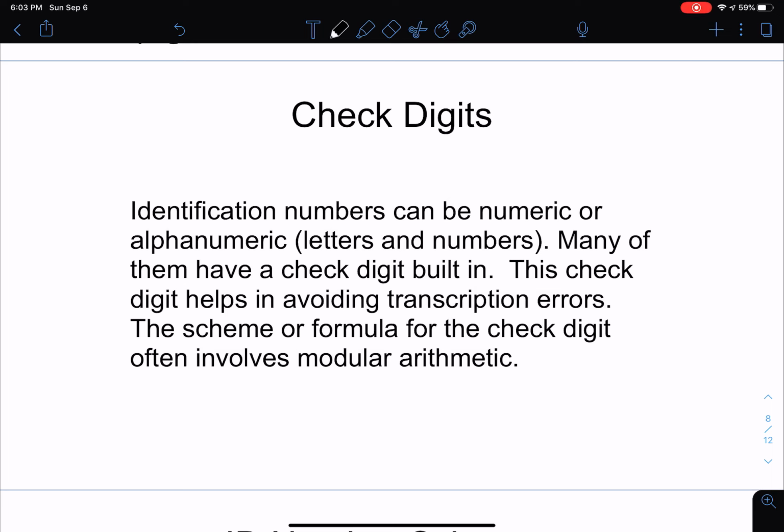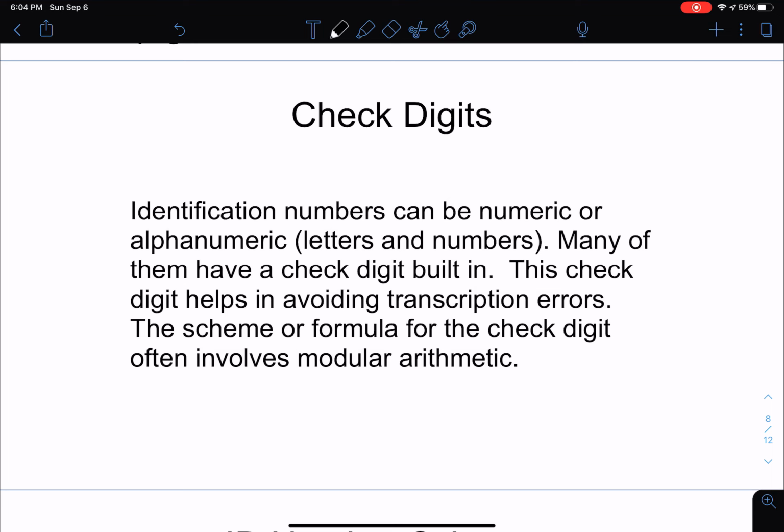But check digits are used in identification numbers to help make sure to keep identification numbers accurate in processing. Identification numbers can be numeric or alphanumeric. Numeric means they just have all numbers. Alphanumeric means they have letters and numbers. If they're alphanumeric, then the computations for the check digit involve taking the letters and converting them to some kind of numeric equivalent, and then using that and then doing your computations.